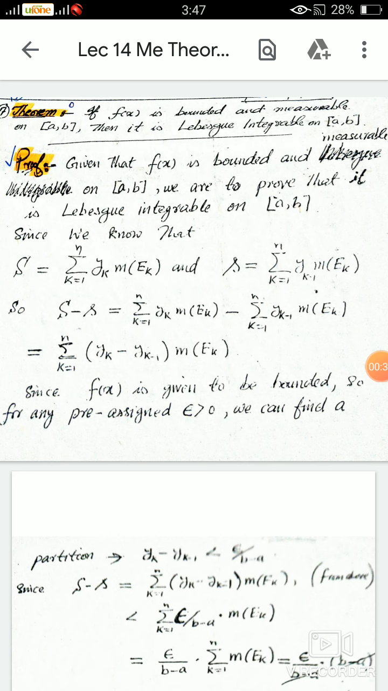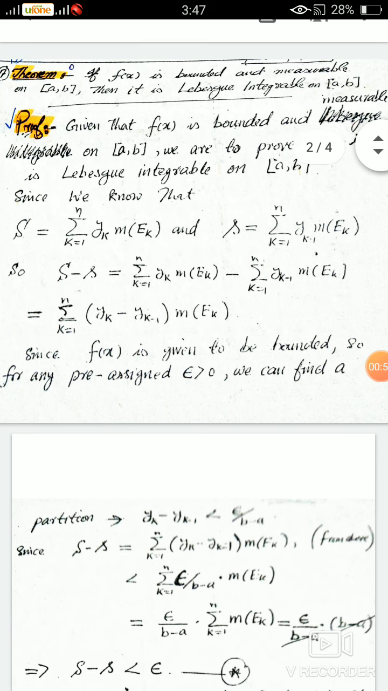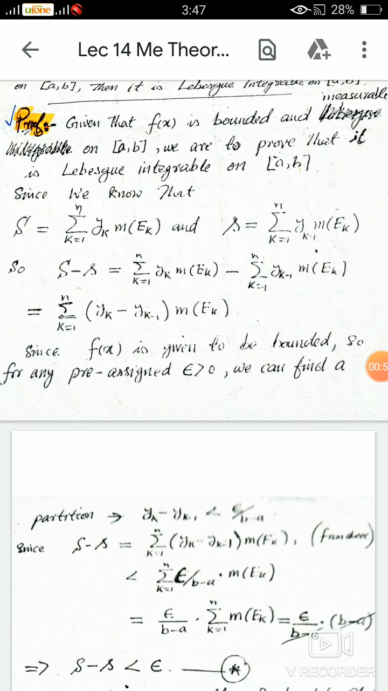Since we know that the upper sum capital S is equal to the summation from k equals 1 up to n of y_k times m of e_k, and the lower sum small s is equal to the summation from k equals 1 up to n of y_{k-1} times m of e_k. Now taking the subtraction, capital S minus small s is the summation from k equals 1 up to n of y_k m of e_k minus the summation from k equals 1 up to n of y_{k-1} m of e_k. Now the summation is common, m of e_k is common, and y_k minus y_{k-1} is left.